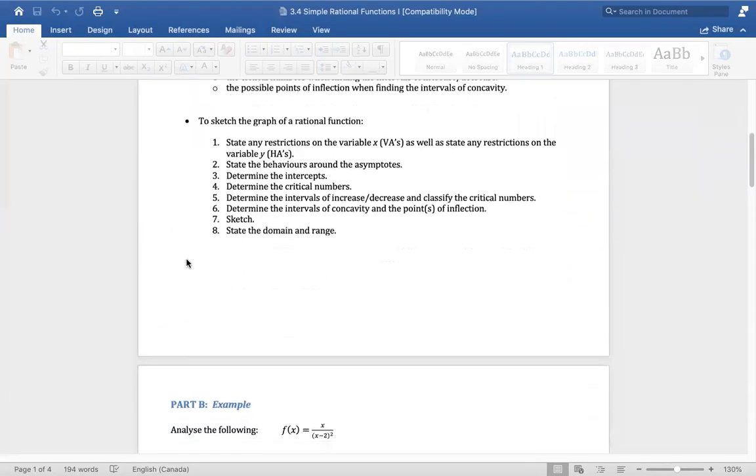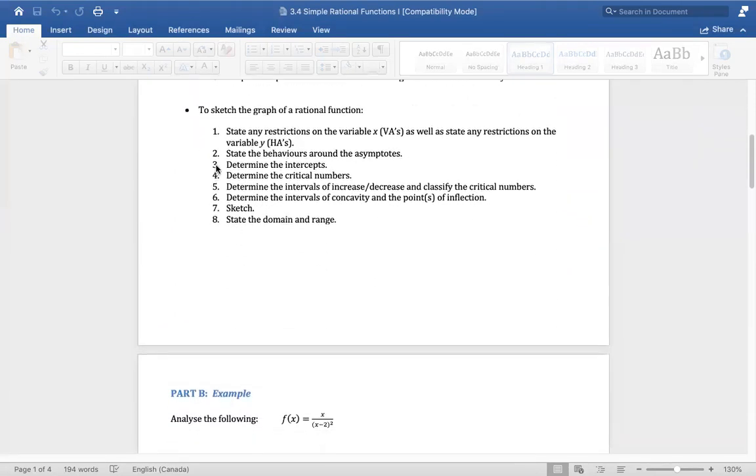So to sketch a graph of a rational function, basically 3 to 8 was the same as the last lesson that we did, right? Get your x-intercepts, figure out the critical numbers, determine my intervals of increase or decrease, the first chart, and determine intervals of concavity and points of inflection, the second chart, sketch it, state the domain and range. So 1 and 2 are the newer portions here that we're going to do in this video because we're also talking about rational functions.